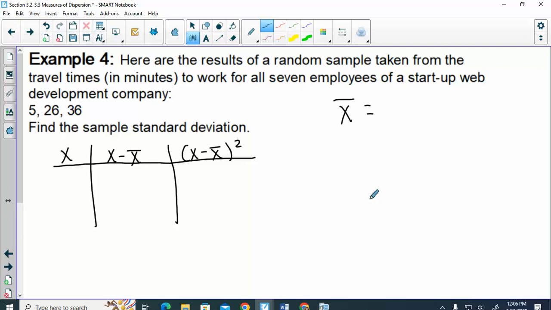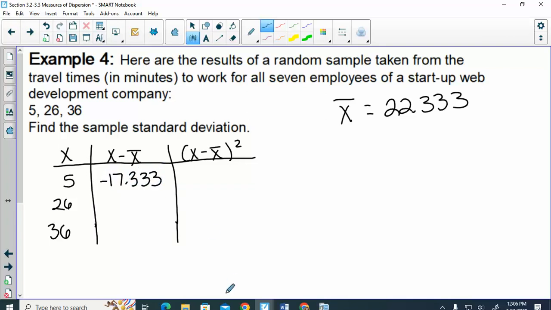Add those 3 numbers up and divide by 3. So our mean is 22.333. So if I were going to do this by hand, x minus the mean, so 5 minus 22.333. Decimal places will make a big difference here. If I round to 3 versus 4 decimal places, my answers will be slightly different.